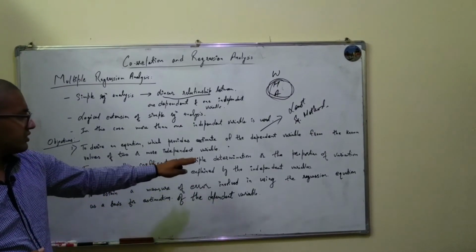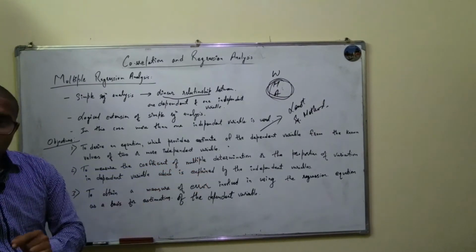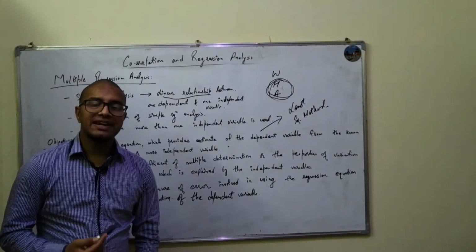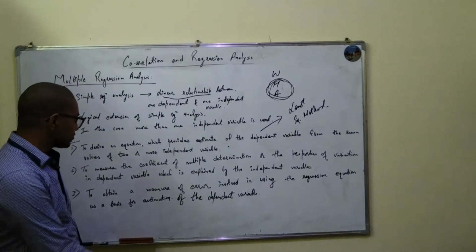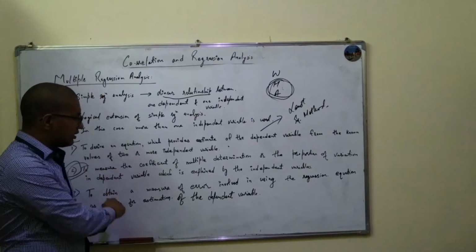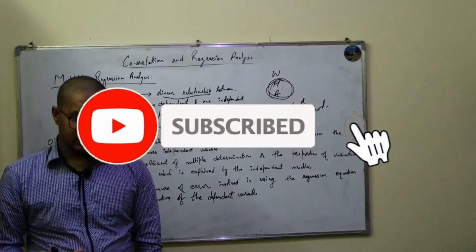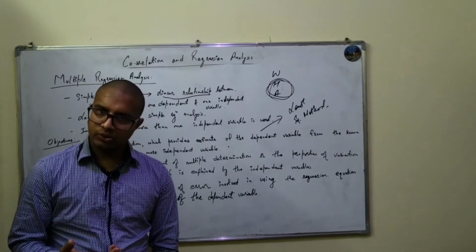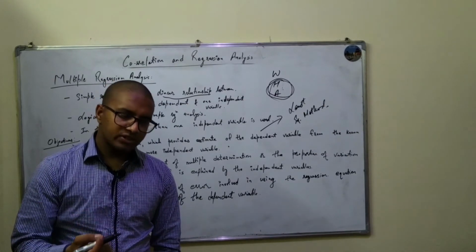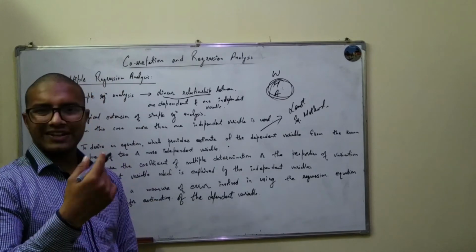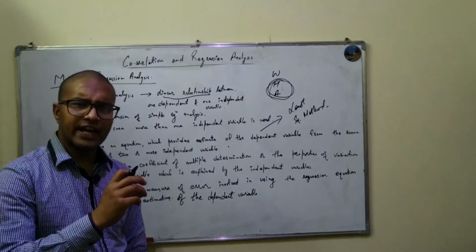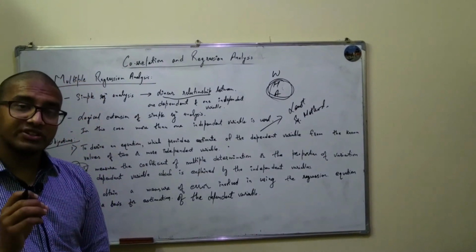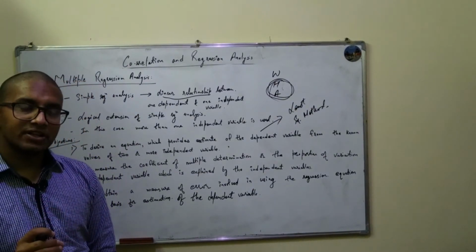So the second objective is to measure the coefficient of multiple determination, or the proportion of variation in the dependent variable that is explained by the independent variables, right? First of all, you compute the equation. After that, you will get your coefficients. Then we square that coefficient, and that will give us the variance. Okay, so it will help us explain how much the change within that particular thing is.